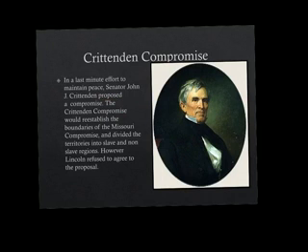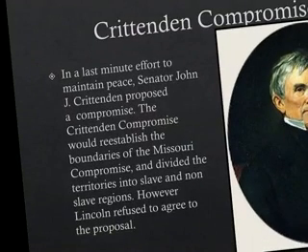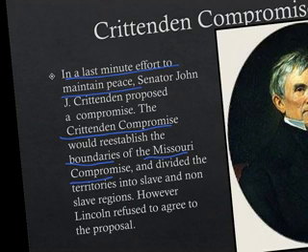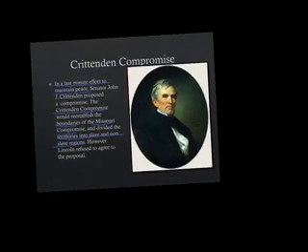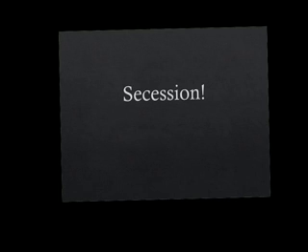On page 413, the Crittenden Compromise is talked about kind of in a last-ditch effort, last-minute effort to maintain peace. There's a proposed Crittenden Compromise, and this would reestablish the boundaries of the Missouri Compromise, divide the territories into slave and non-slave regions. However, Lincoln refused to agree with this proposal, and so that quickly put the nation on path for war. So the next step was secession, and that will be discussed in the next chapter, Chapter 20.